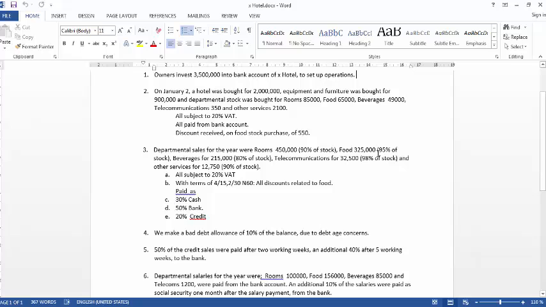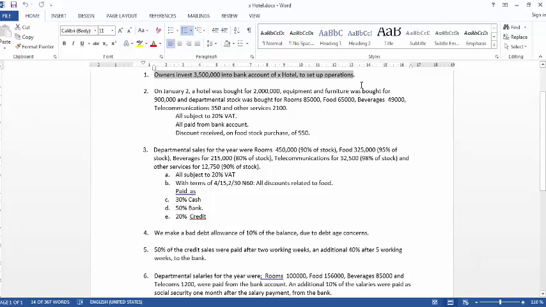The first area I'm going to start with is the initial investment that you must make into the company. Here we can see question 1. The owners invest $3.5 million into X hotel to set up operations. I've done this on the basis of a hotel industry as opposed to a manufacturing industry or anything like that, because the accounting systems are going to be slightly different, but the methodologies are still fundamentally the same. So the $3.5 million goes into a bank account of X hotel to set up operations.